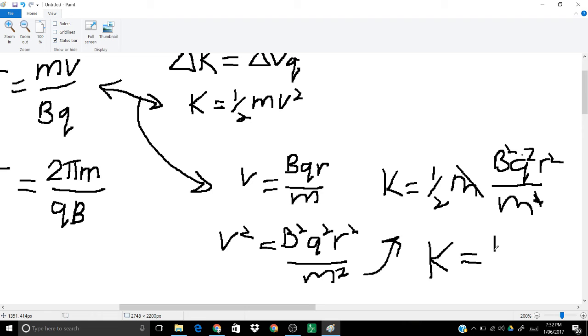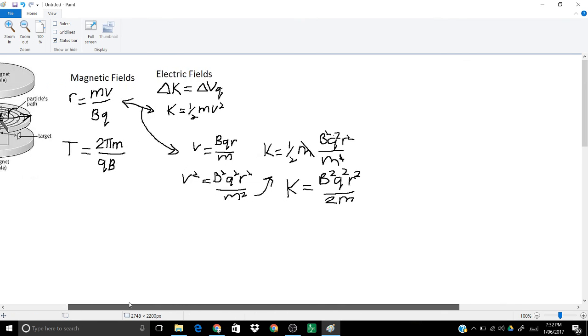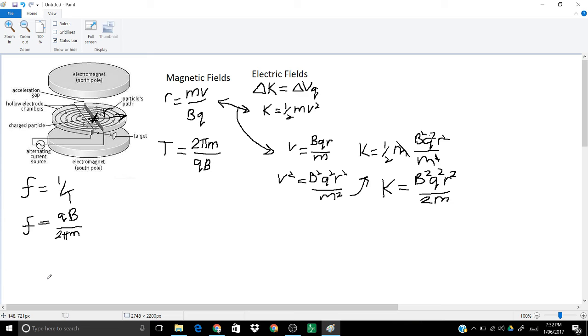K equals B squared Q squared R squared over 2M. So there's our derivation. That's the last equation you need to derive for this unit of work, as I said. And it's an interesting one in that you can use it to determine the final kinetic energy you'll get out of a particle being accelerated.